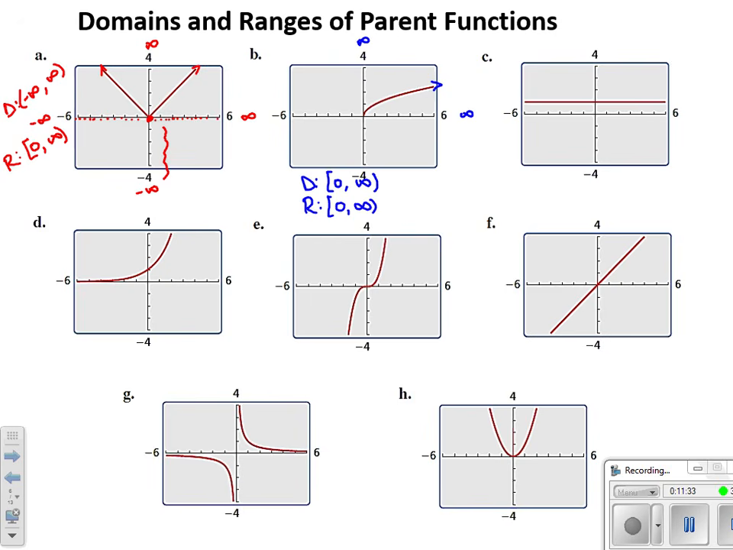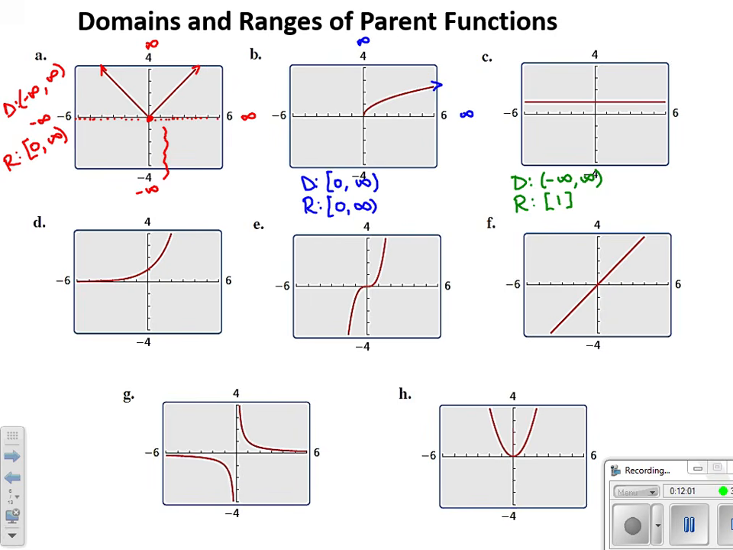For letter C, domain, scanning left to right, any real number can be plugged into that function. The range, the output, the height, however, is only going to be a height of 1. So since it's only one value, we just see that for an instant as we're moving our scan from bottom to top. We use one number inside closed brackets, including the 1, but nothing else.